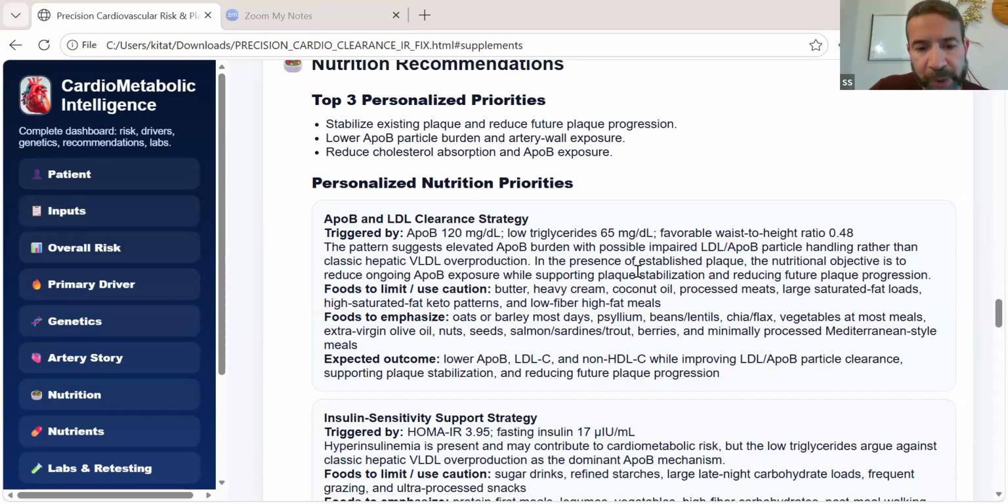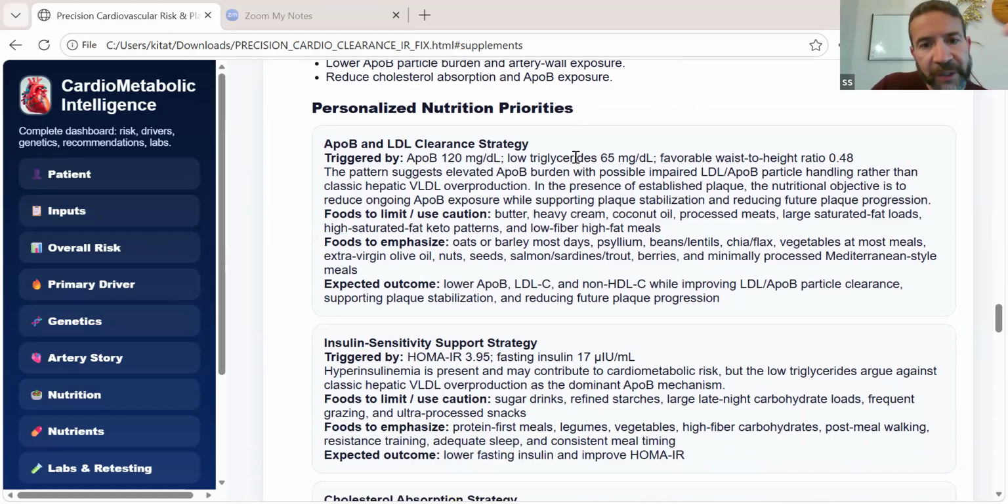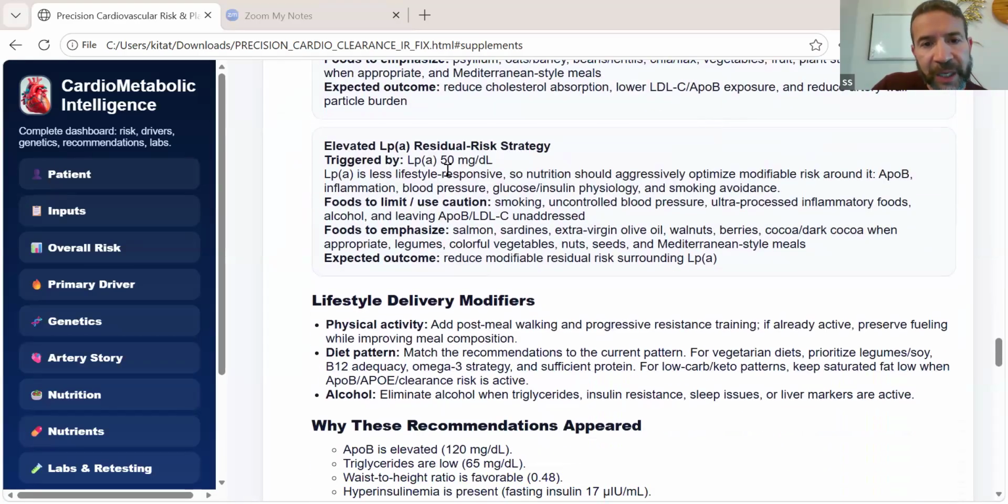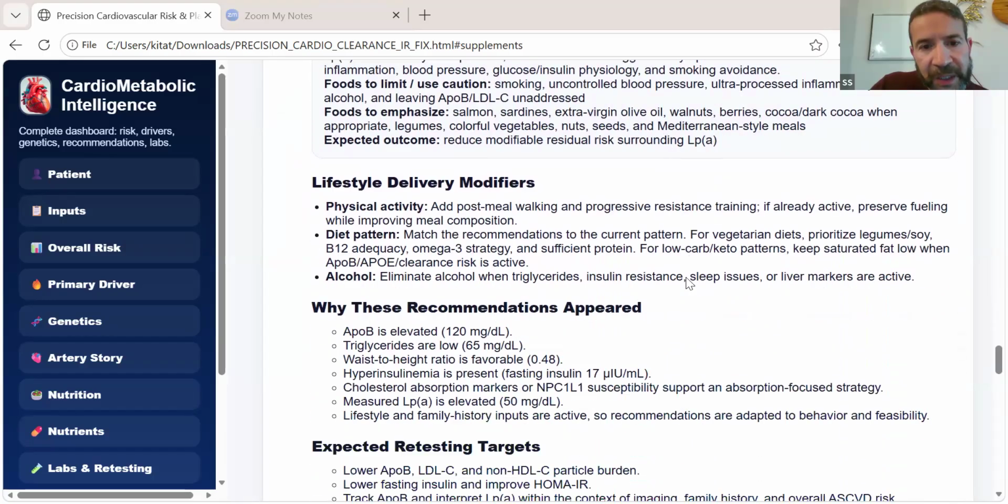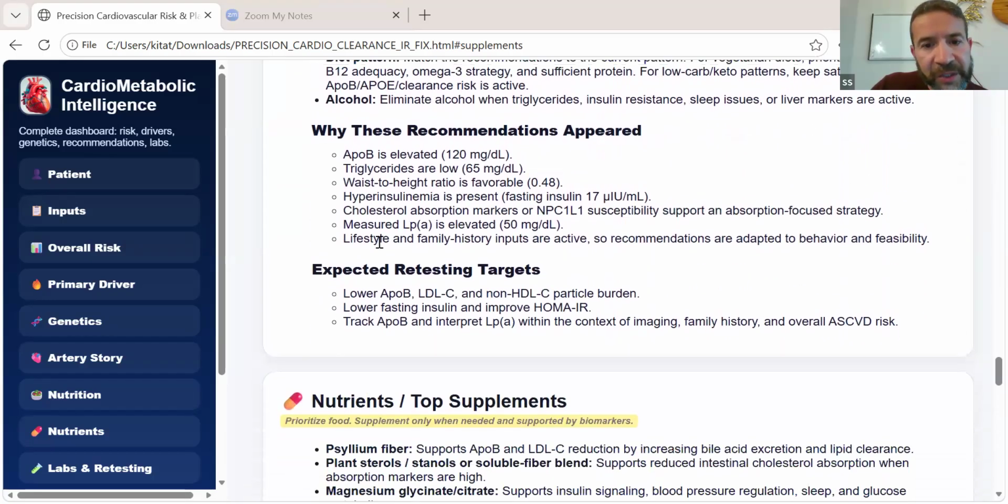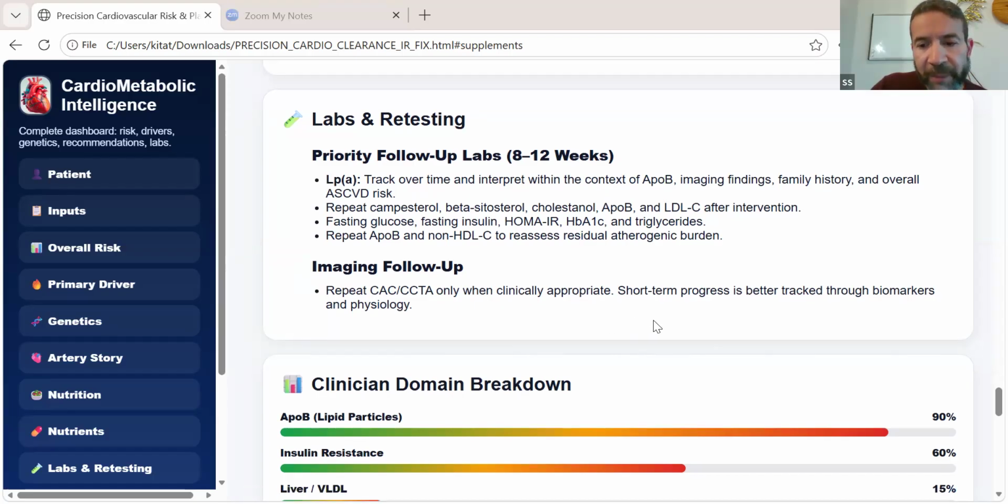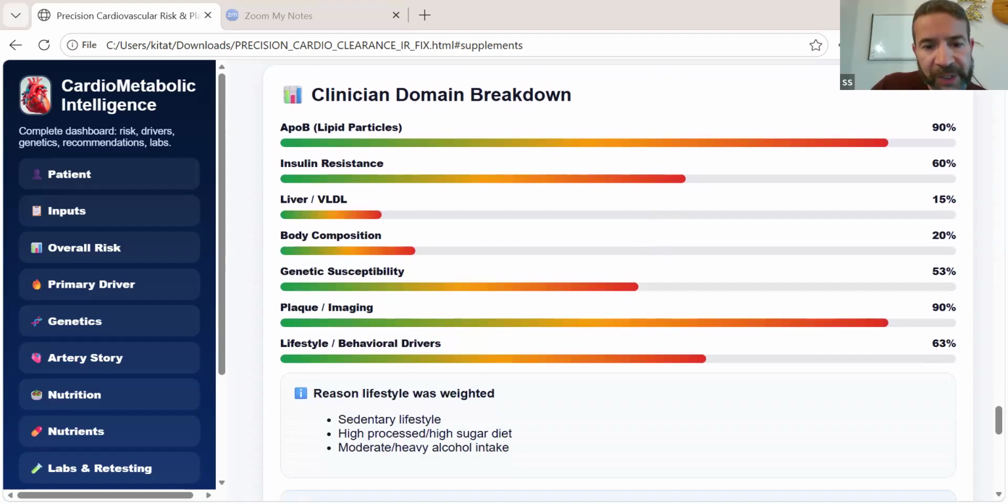reducing cholesterol absorption. So everything is based off of the labs. So the more labs we have, the more accuracy we get, all right? Now, these are personalized nutrition, okay? And it's going to be around plaque stabilization, and this is what we need: lifestyle modifiers, okay? All right. So imaging follow-up. So the follow-up now is going to be based on Lp(a) and imaging follow-up. And this is more of a summary.